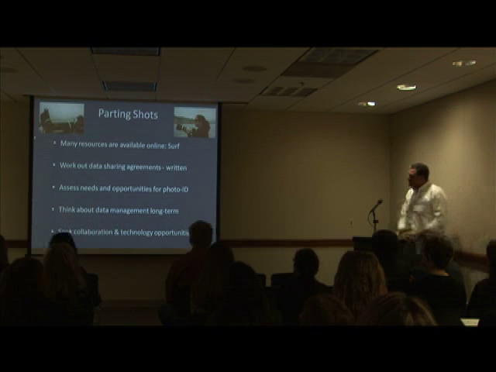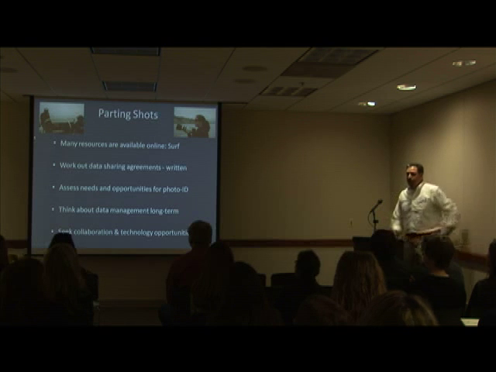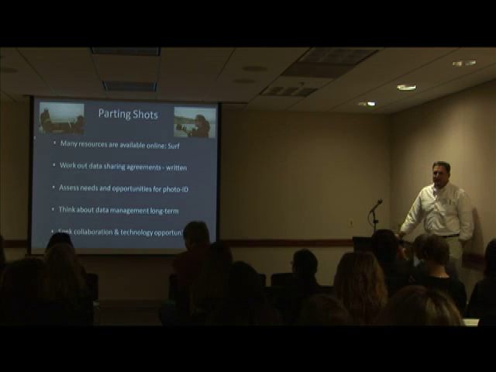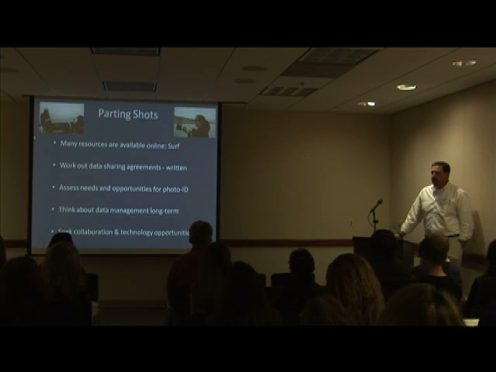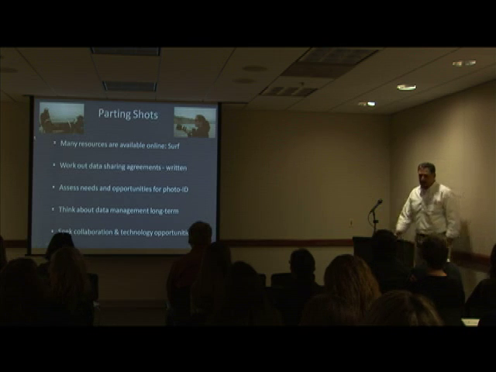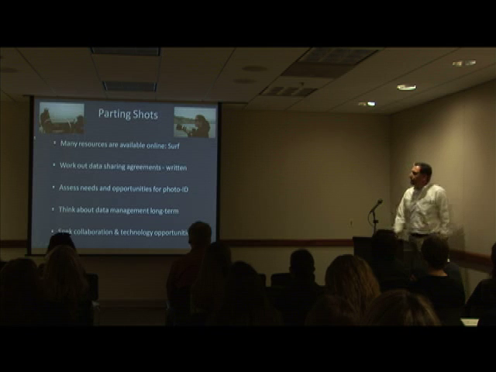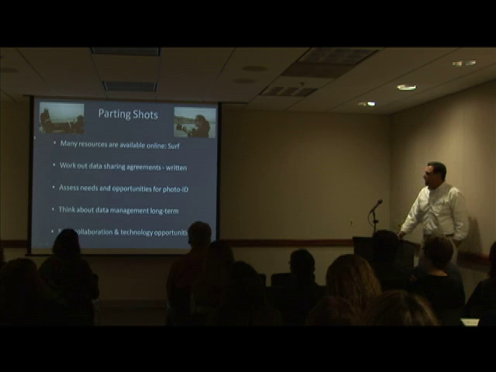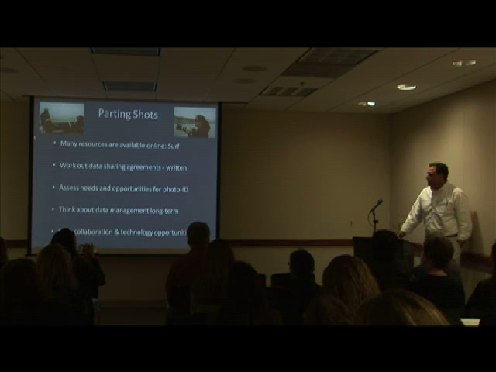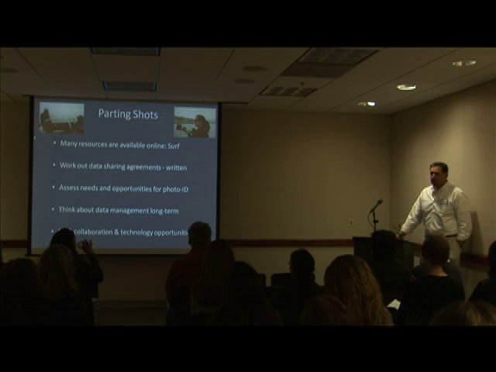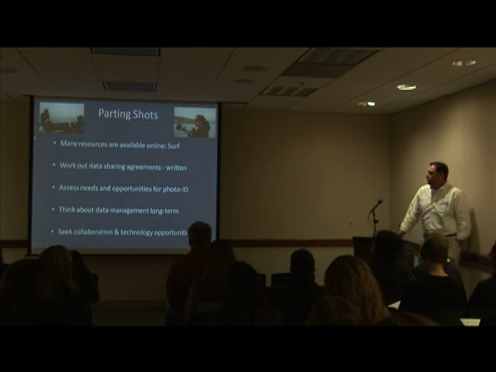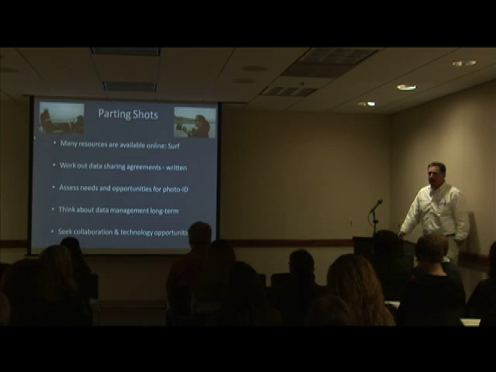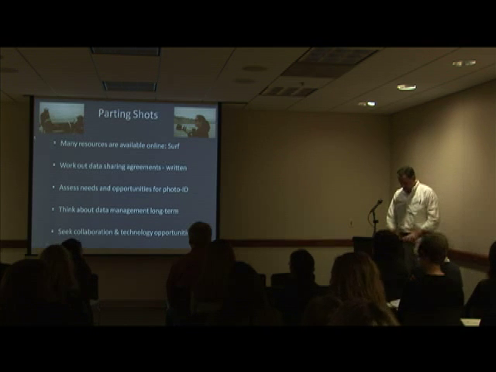So, just some parting shots by way of summary. There are many resources available online. I think if you surf, you'll find it. And some things that I can think of that may be helpful if you're approaching a catalog project or a database project, working with other people, is working out some kind of data sharing agreements. Written ones are good. Everybody's on the same page, literally, and signed off on it. Assess your needs and opportunities for photo IDs. What are your objectives, like John Kalamakitis was saying earlier today. And think about data management long-term. Seek collaboration and technology opportunities. There are a lot of opportunities in this area, I think.